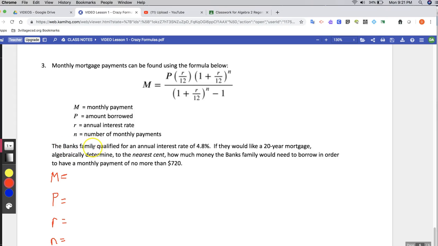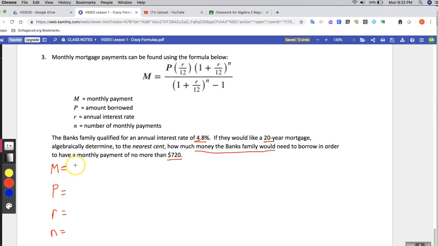Then we have that the Banks family qualified for an annual interest rate of 4.8%. If they would like a 20-year mortgage, algebraically determine to the nearest cent how much money the Banks would need to borrow in order to have a monthly payment of no more than $720. So once again, what we'll perhaps do here is identify what each part of this formula is, put it all together, and then answer the question.